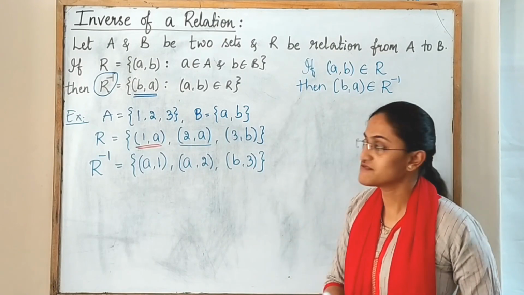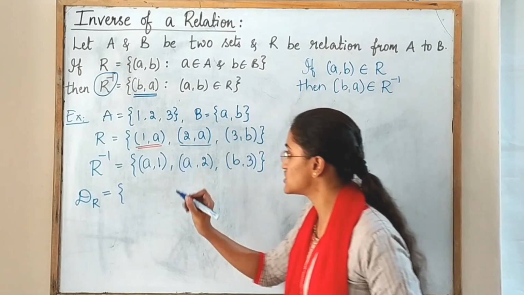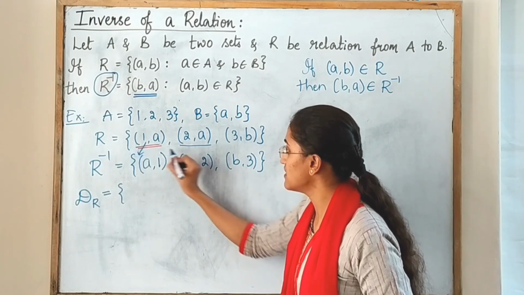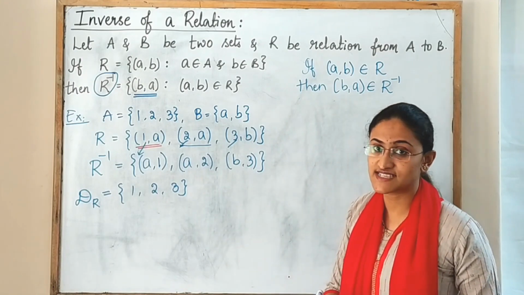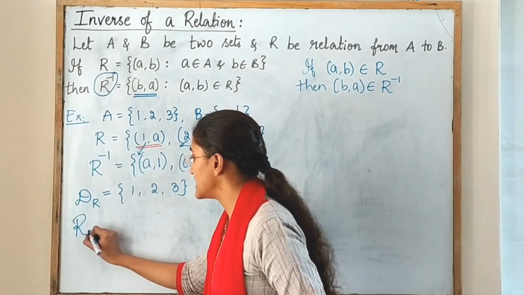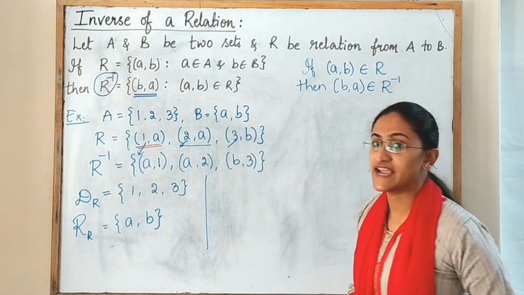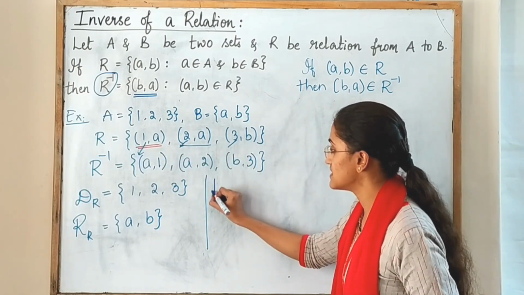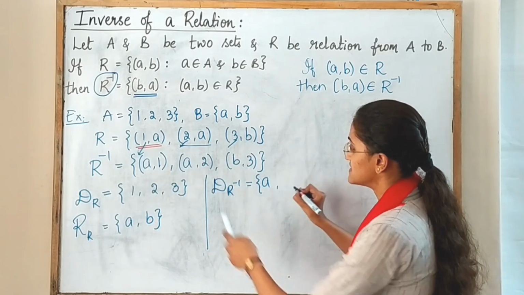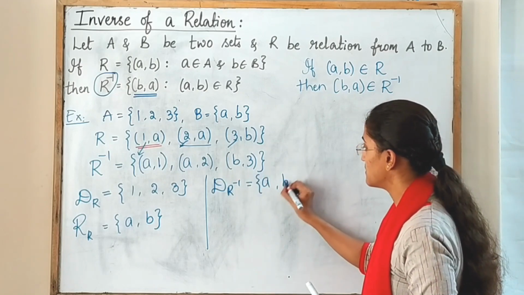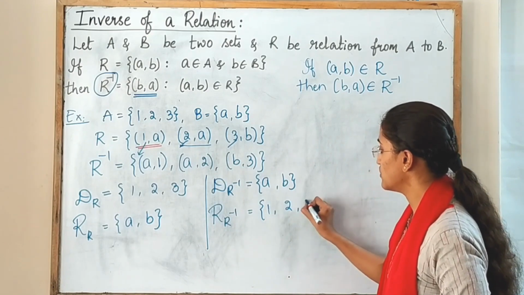And also observe that in the relation R, if I am writing the domain of the relation R, the set of all the first elements, that is 1, 2, 3. This is the set of all first elements of the relation R. Similarly, writing the range of the same relation, you get a, b. And now try to write the domain and range for R inverse. Domain of R inverse is equal to the first elements a. Since it's repeated, you can write it once, then b. Then the range of the relation R inverse is 1, 2, 3.